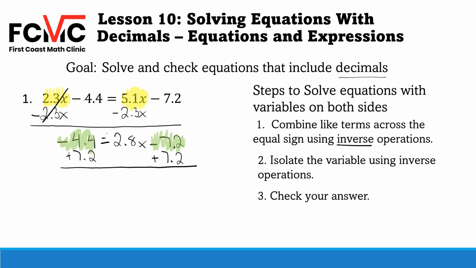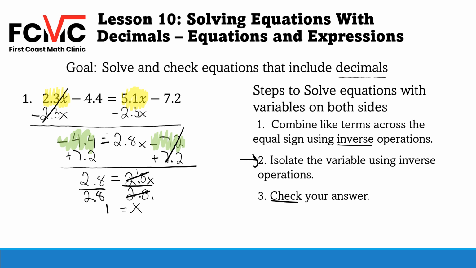Negative 7.2 plus positive 7.2 cancels out. So we're going to get 2.8x on the right, and then negative 4.4 plus 7.2 gives us 2.8. Then we can divide out by 2.8 and 2.8, as we're at step 2, isolate the variable using inverse operations. 2.8 divided by 2.8 is just 1. If we're multiplying and dividing by 1, we don't need to write the 1, and we're going to get 2.8 divided by 2.8, which is just going to give us 1.